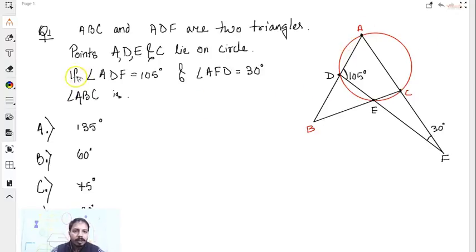Now they are saying angle ADF is 105, so this angle is 105, and angle AFD, that means this angle, is 30 degrees. They're saying find out angle ABC. So you need to find out this angle. How will you find it? Solve it, guys. Give me the answer.